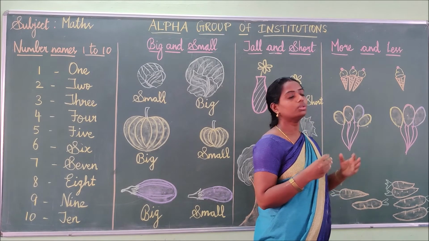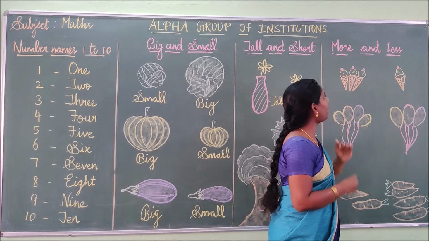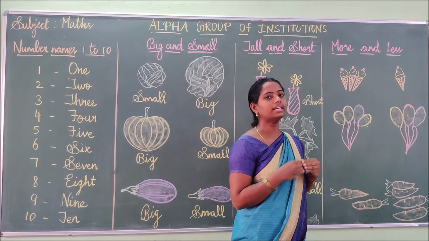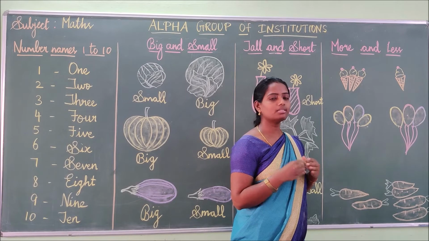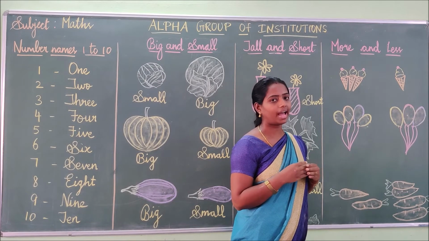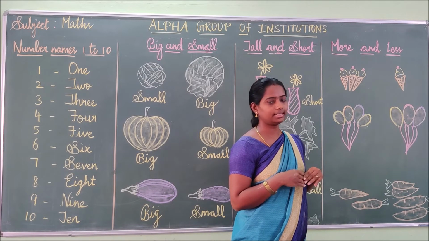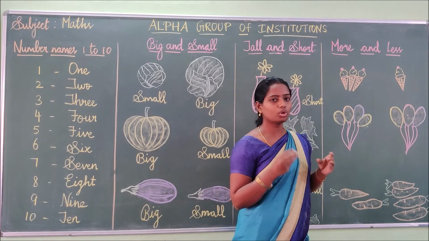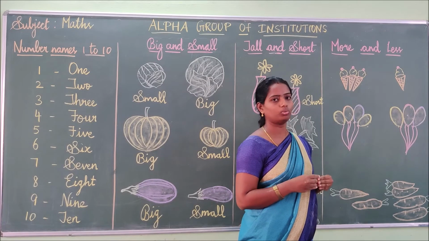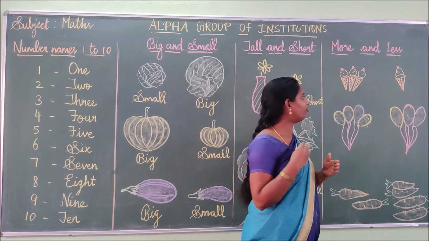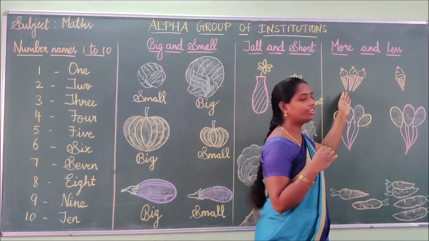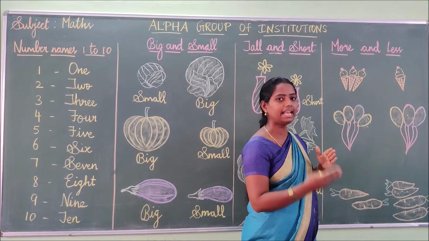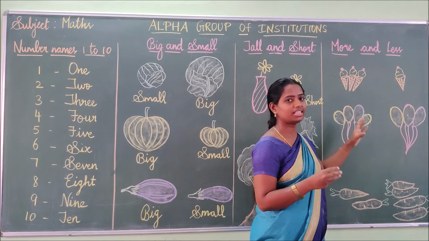To learn about more and less, first you have to count the pictures. Then only you can easily identify whether it is more or less. Already we have learned counting, isn't it, children? So you all know the counting and you all know the numbers also, isn't it, children? So in this picture we are going to count first. While we are counting, if it comes greater, then we will say more. If it comes less, then we will say less.